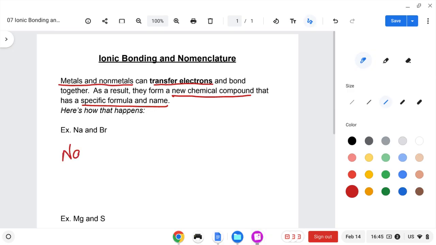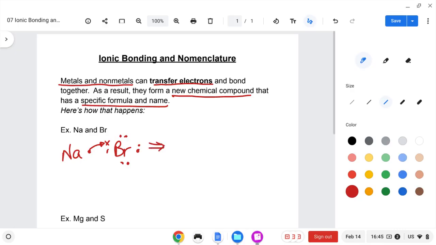So we draw our Lewis structures for each element. And remember that sodium has 1 valence electron and bromine has 7. So we put our electrons around as singles, and then we have 1 unpaired. The metal tends to lose an electron. Again, it's easier for sodium to lose 1 electron than to gain 7 to have a full outer energy level. Same thing for bromine. Bromine, it's going to be easier for him to gain 1 electron than lose 7. So we show that these electrons get transferred over, and now we create ions.